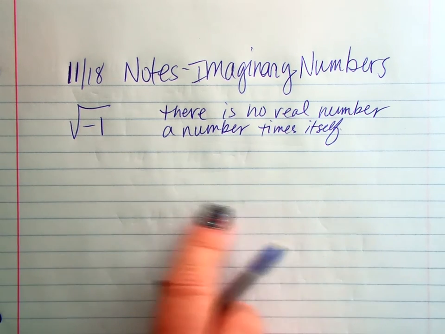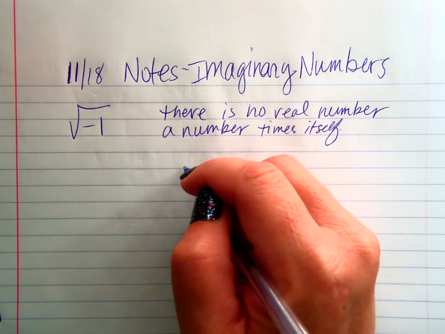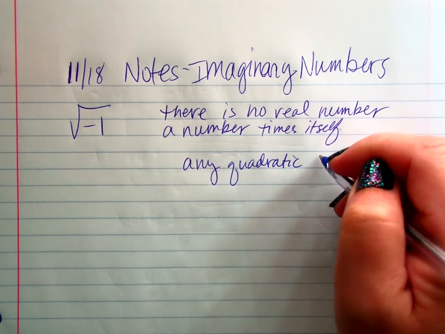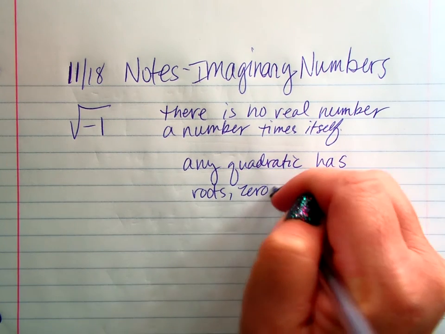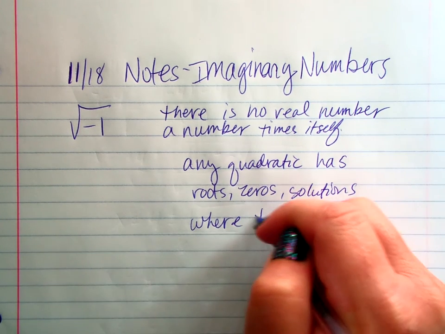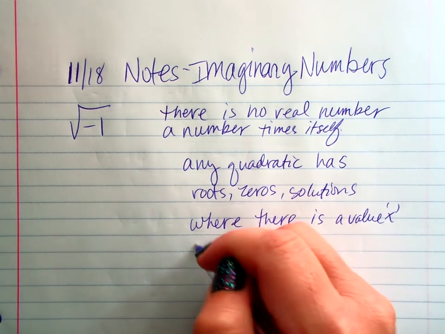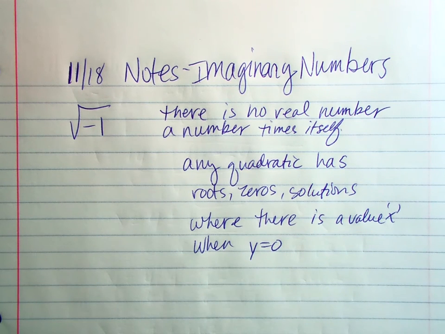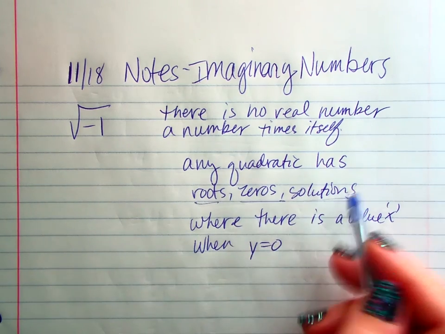But many years later, still thousands of years ago, another mathematician said any quadratic, in fact, any polynomial, has roots, zeros, solutions, where there is a value x when y equals 0. So we've been solving this entire chapter. When y equals 0, what are my roots? What are my zeros? What are my solutions?